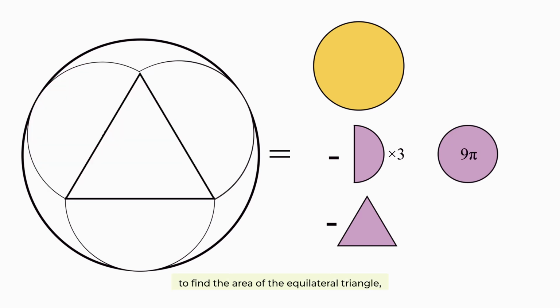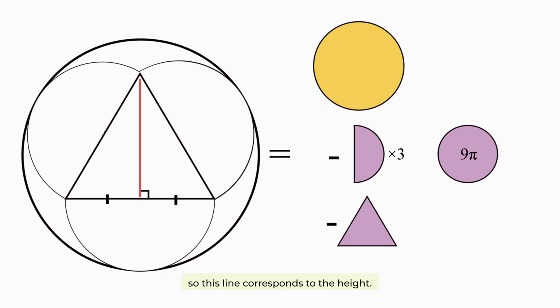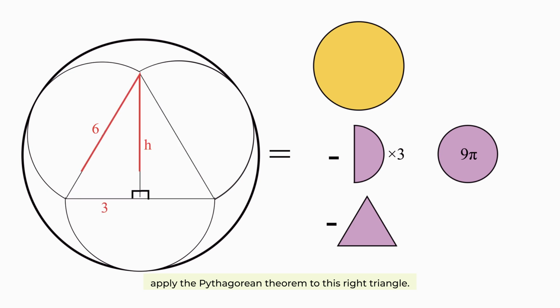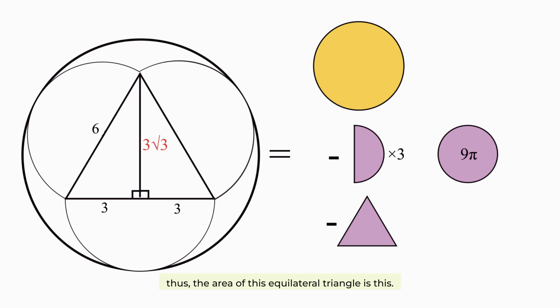To find the area of the equilateral triangle, we need to determine its height. Draw the perpendicular bisectors of each side. The intersection point is the circumcenter of the equilateral triangle. Each line passes through the opposite vertex, so this line corresponds to the height. Apply the Pythagorean theorem to this right triangle. The height is 3 root 3. Thus, the area of this equilateral triangle is this.